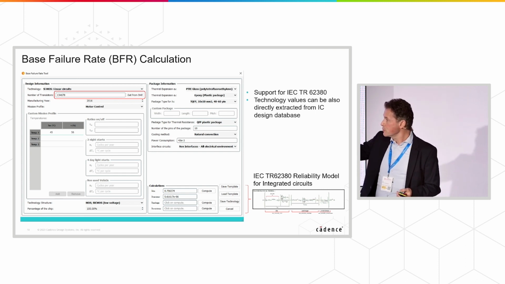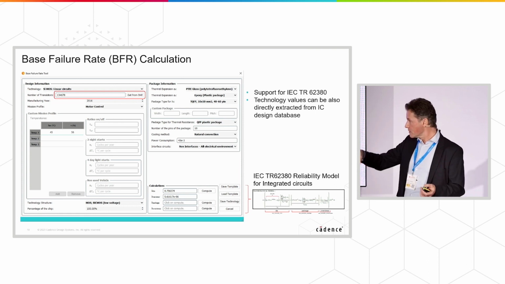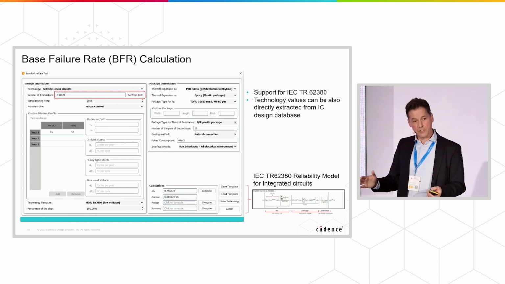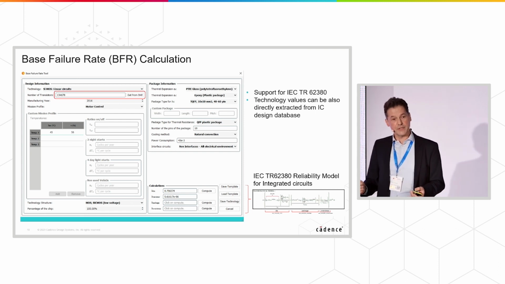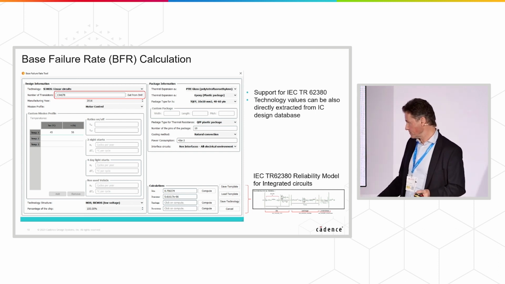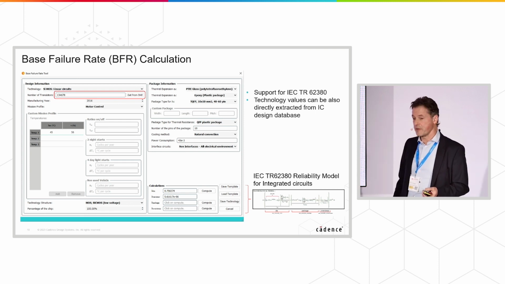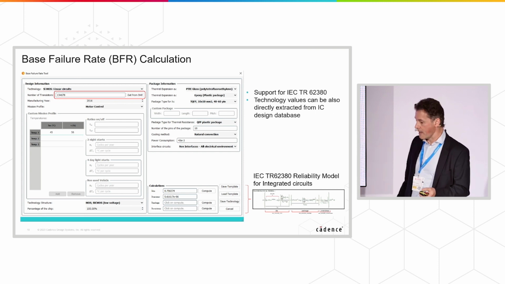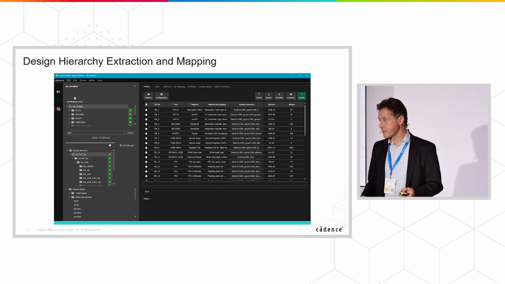Then you set up your custom mission profile, how this chip is used, in which application. You define your process technologies in which the chip is designed. You also enter your package information of that chip. And then you can already calculate the failure rate, the base failure rate for the chip. And so this is the formula from the standard that is behind this first tool. So now we have calculated the base failure rate.